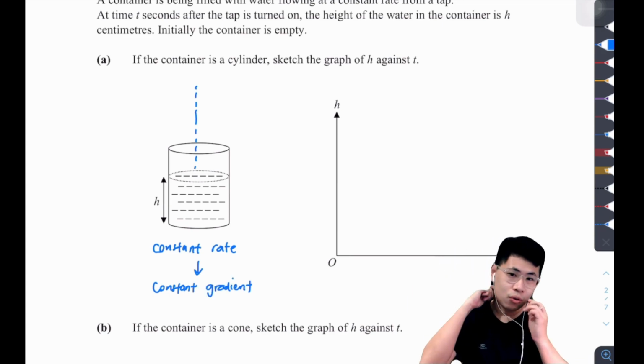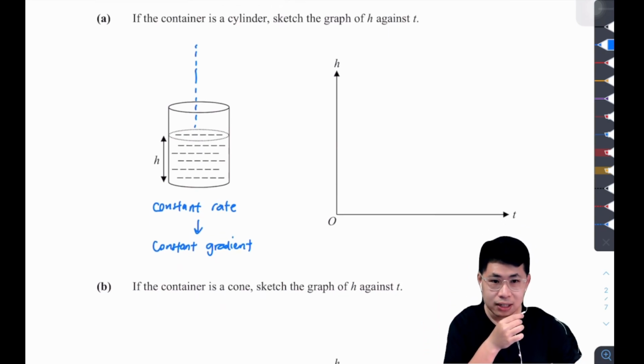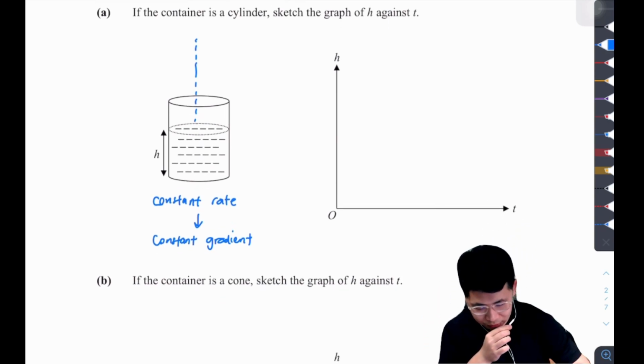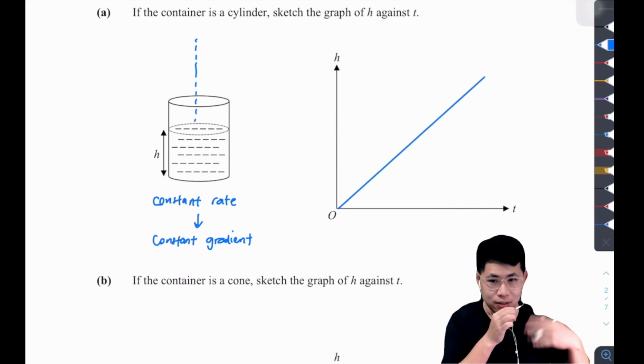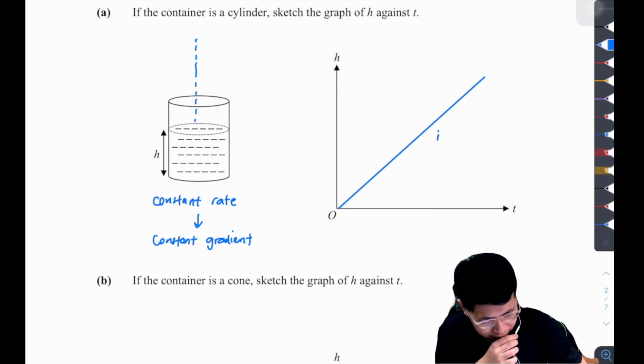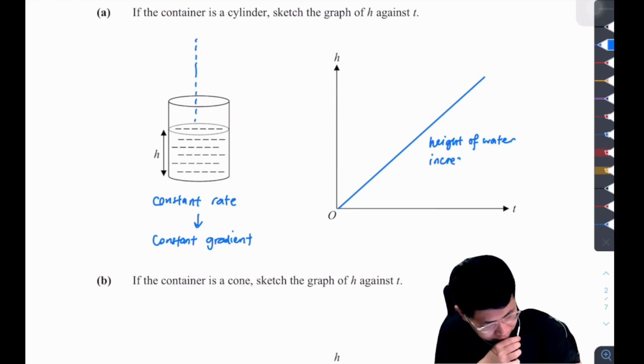Okay, so what is a graph with a constant gradient? It is actually a straight line graph. We start with an empty glass, so over here it starts at 0, 0, and we're going to draw just a straight line up to represent the water over here. So the height of the water, or the depth of the water, increases constantly, increases at a constant rate.